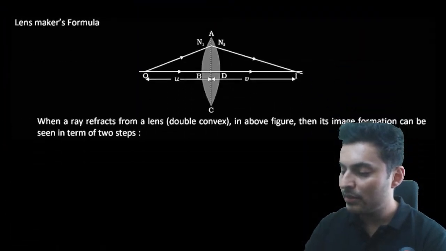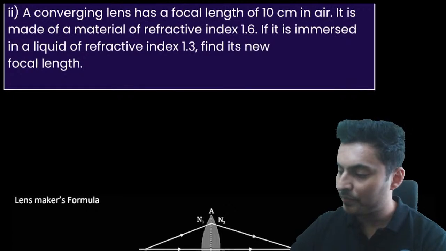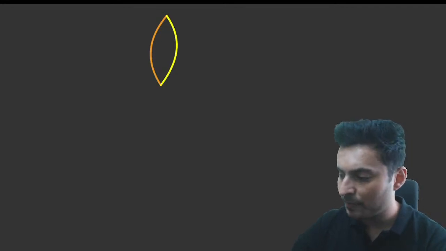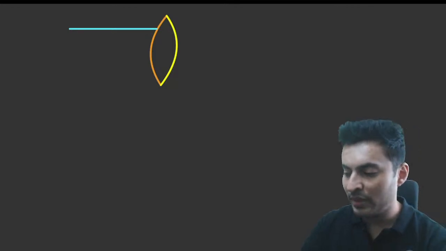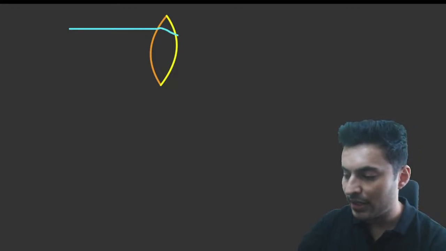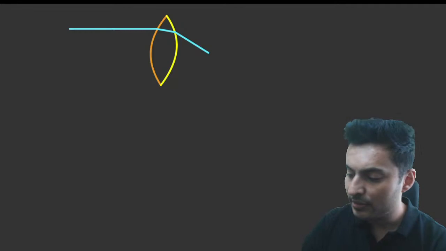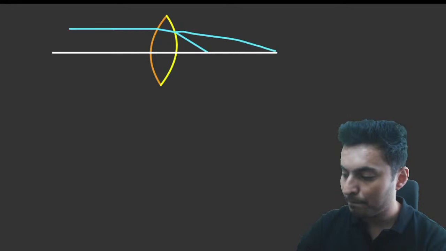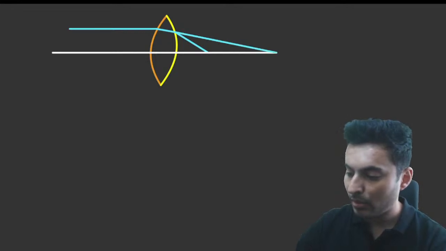Usually for these kinds of questions, what you do is use the curved surface refraction formula 2 times. Meaning these are the two curved surfaces. The ray of light will come parallel because you want to find the focal length. First time it will get refracted. Second time it will get refracted again and it will meet here, something like this.